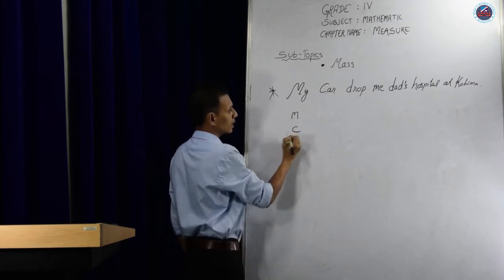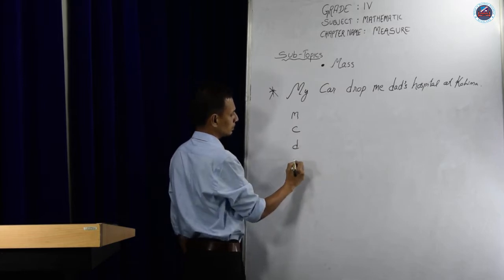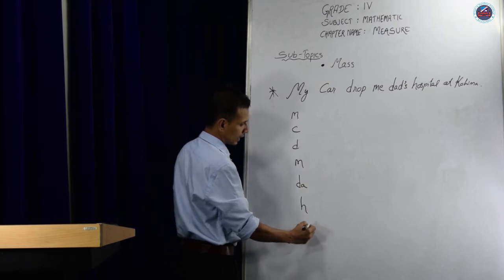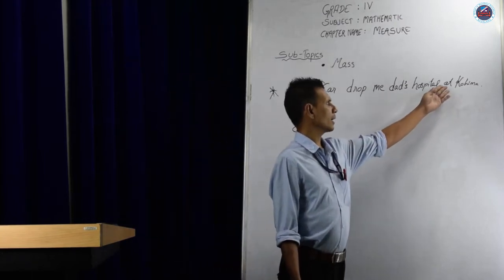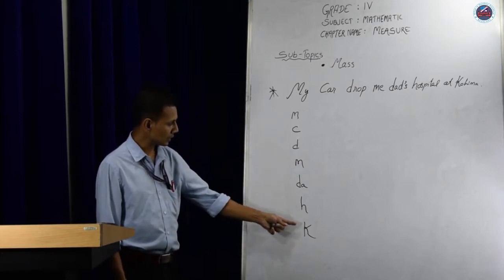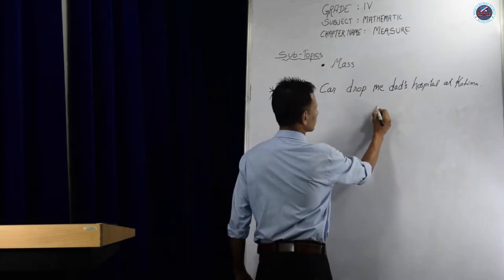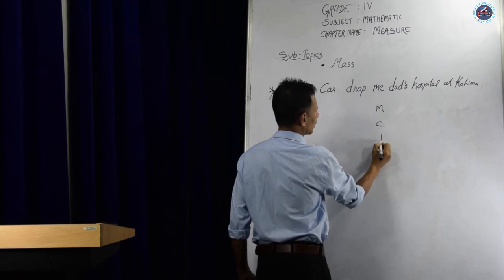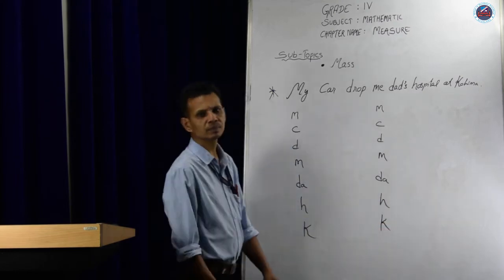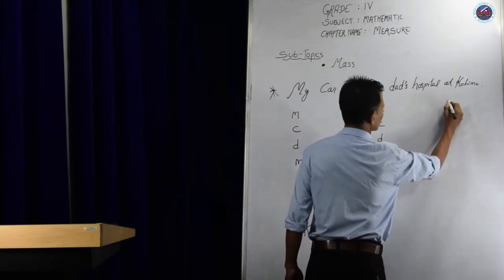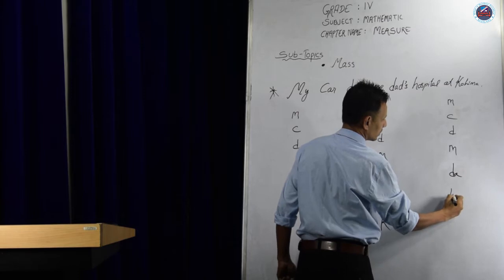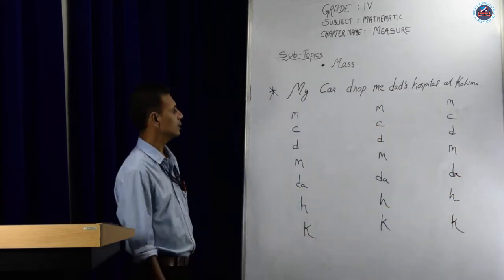My car drops me that hospital at Kohima. We don't write the abbreviation of it. My car drops me that hospital at Kohima. Again, repeat after me. My car drops me that hospital at Kohima. One more. Come on. My car drops me that hospital at Kohima. Done? Okay.